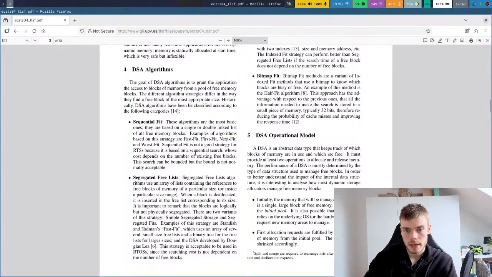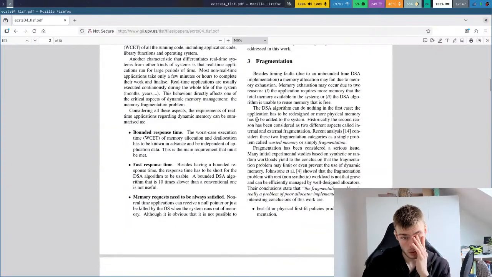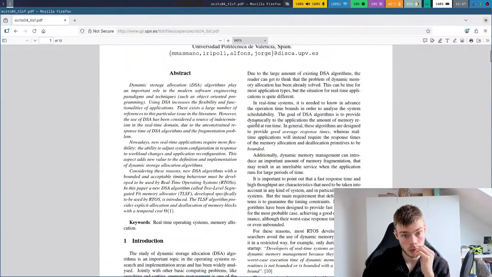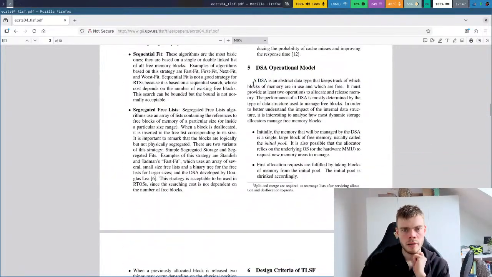DSA operational model. A DSA is an abstract data type that keeps track of which blocks of memory are in use and which are free. It must provide at least two operations: allocate memory and free memory.